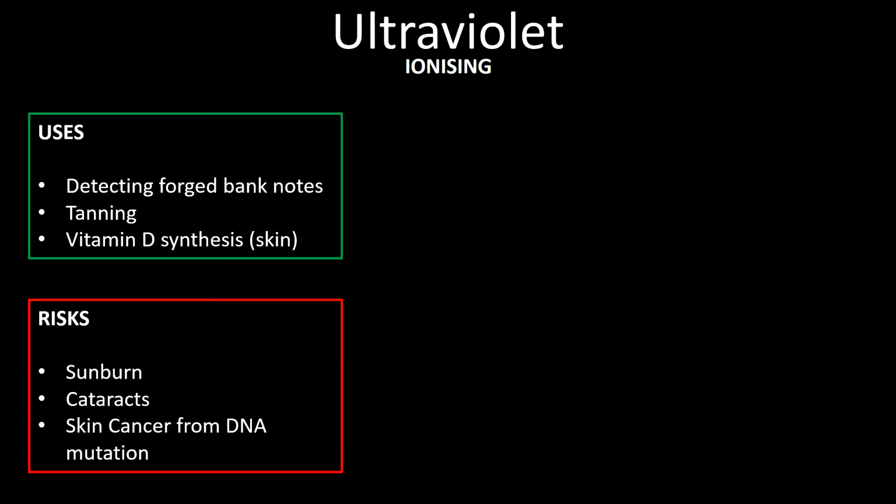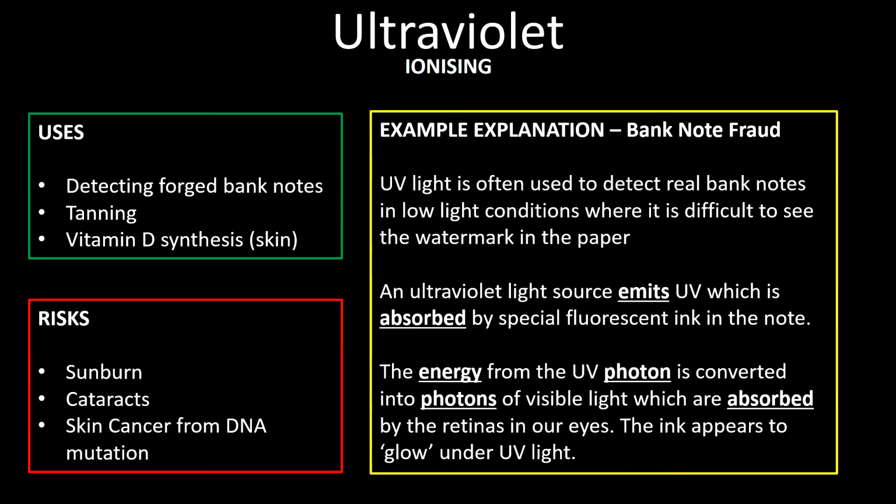The main risks here are sunburn, cataracts, which is basically where you form an opaque layer on your eye and you can't see through it, and skin cancer from DNA mutation. Only skin cancer because the ultraviolet cannot penetrate very far into the skin. It's mostly absorbed in the surface layers. So banknote fraud is an interesting example here. How's the UV used to detect it?